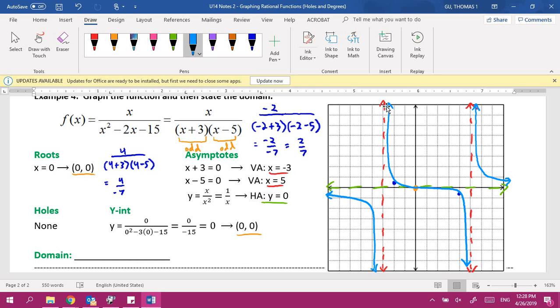All right, what's the domain going to be? x does not equal -3, x does not equal 5. That's correct. It's the vertical asymptotes. x does not equal -3 and x does not equal 5.